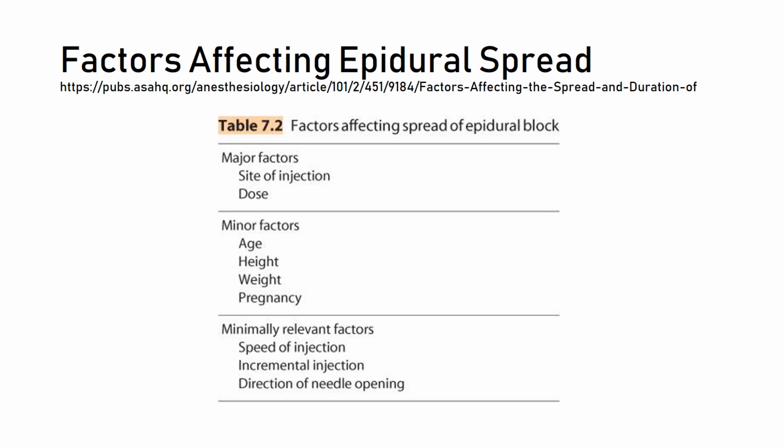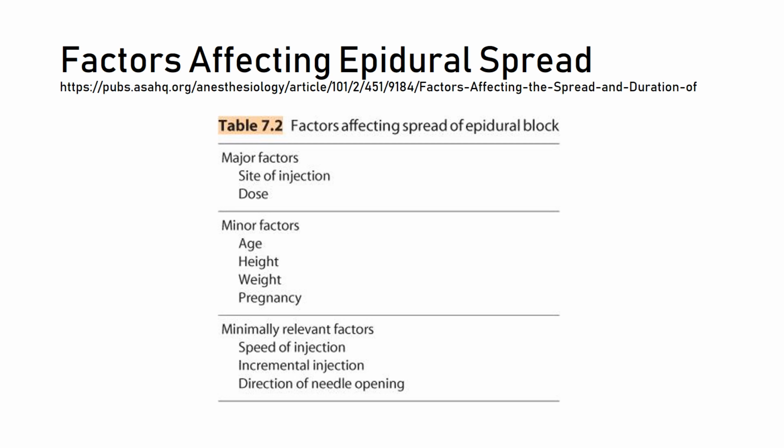All right, this topic is factors affecting spread of epidurals. There's a nice article here from Anesthesiology that describes this in a little bit more detail, but in general, there are a few major factors, a few minor factors, and then a few factors that do play a role but are minimally relevant. So major factors include the site of injection of an epidural and the dose slash volume. In this table it says dose, volume is also included as well.